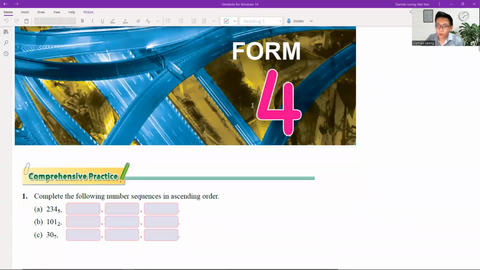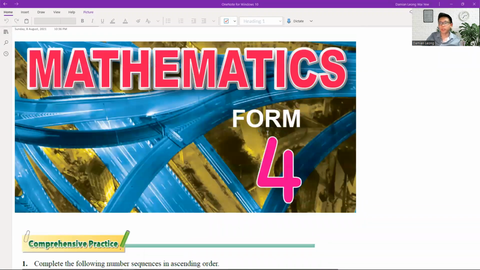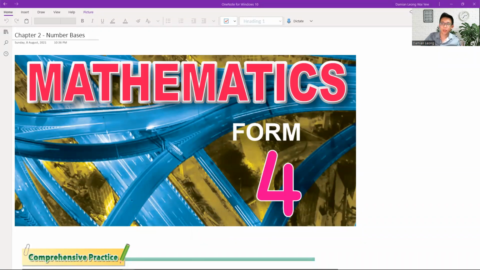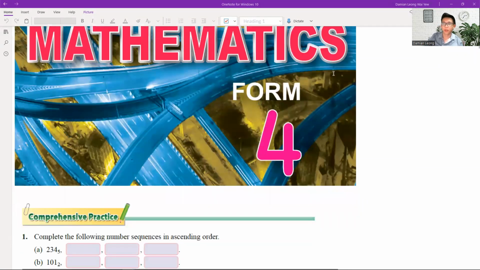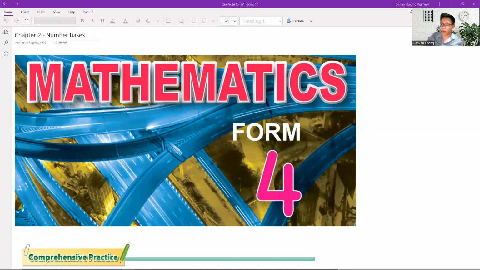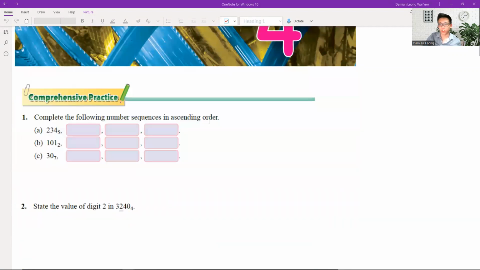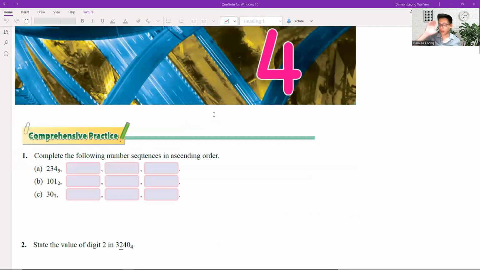So Form 4, Chapter 2 is number bases. In this chapter, it's all about expressing different numbers in the different bases that we have. Before I go into the questions, let's talk about how all these base numbers work.